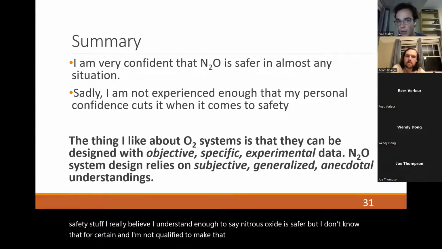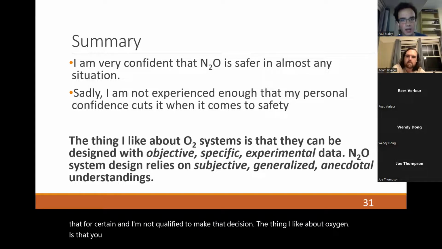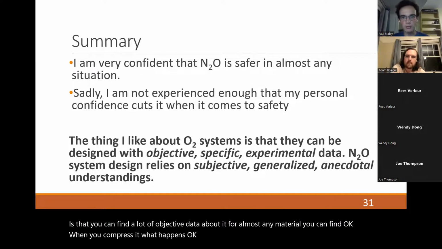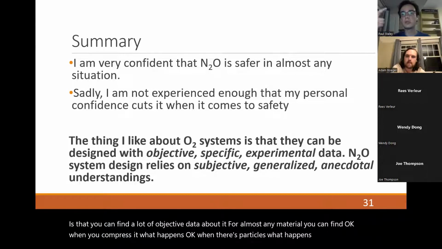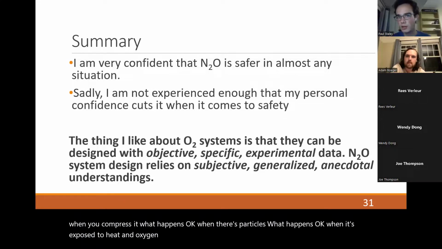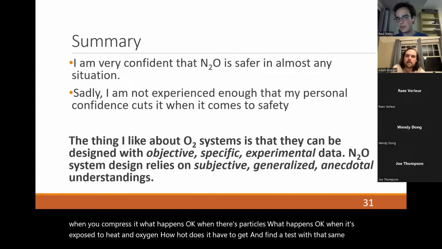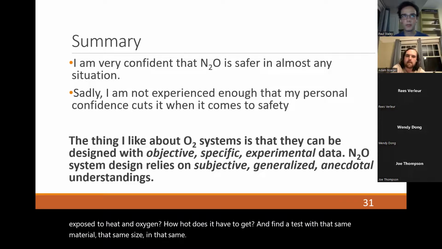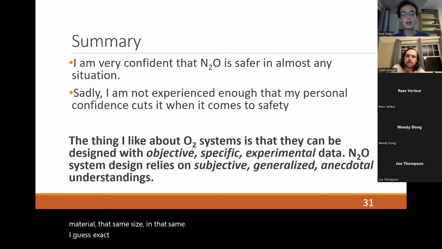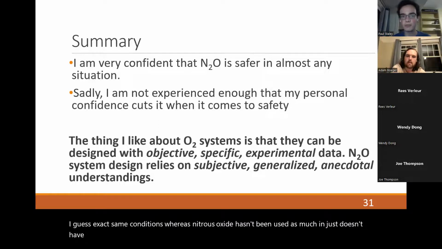The thing I like about oxygen is that you can find a lot of objective data about it. For almost any material, you can find, okay, when you compress it, what happens? Okay, when there's particles, what happens? Okay, when it's exposed to heat and oxygen, how hot does it have to get? And find a test with that same material of that same size in that same, I guess, exact same conditions. Whereas nitrous oxide hasn't been used as much and just doesn't have that test data, or if it does, I haven't found it, which is why I personally prefer oxygen.